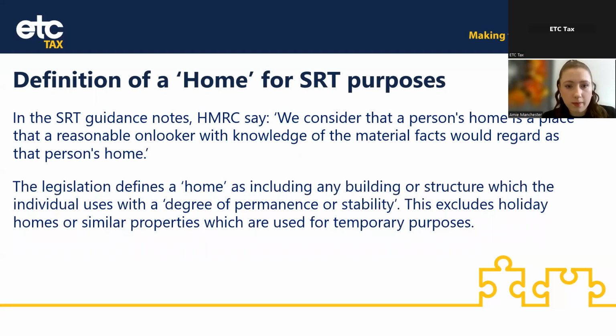So the legislation defines a home as including any building or structure which the individual uses with a degree of permanence or stability. This excludes holiday homes or similar properties which are used for temporary purposes. It is also important to note that the definition of a home is different to accommodation. We'll come on to have a look at accommodation when we move on to the sufficient ties test next. But a home does require some degree of permanence or stability and can't be the sort of temporary retreats which we just mentioned, whereas the rules are slightly different for accommodation, basically.